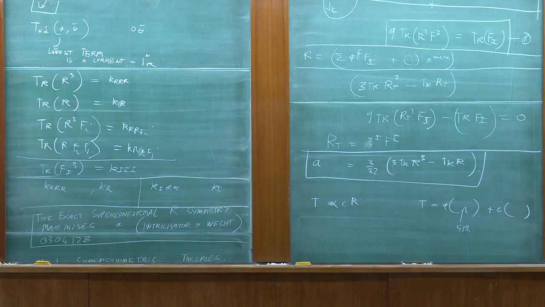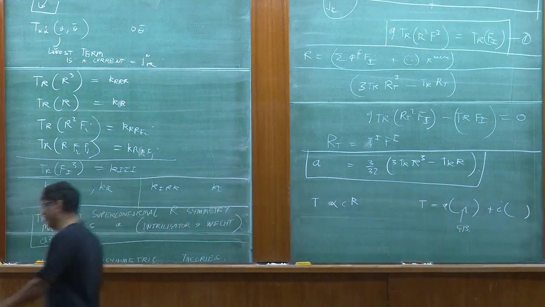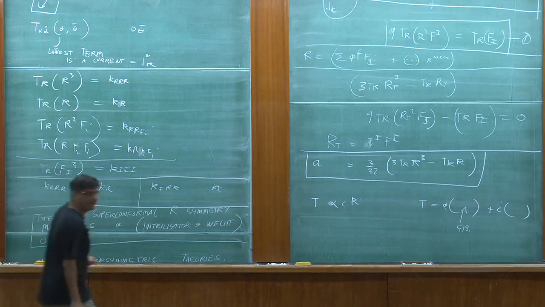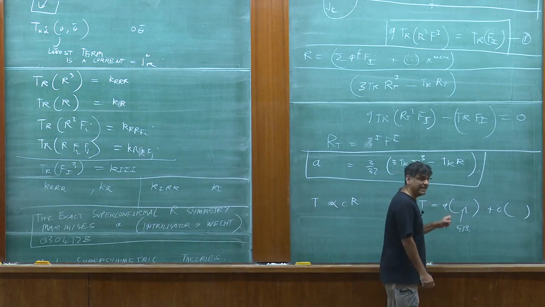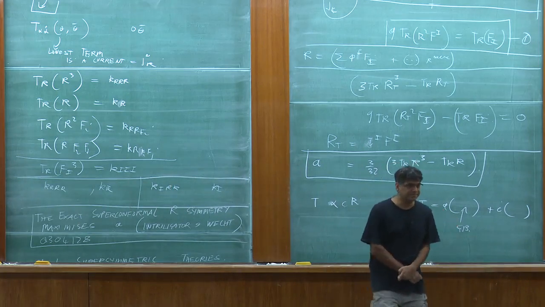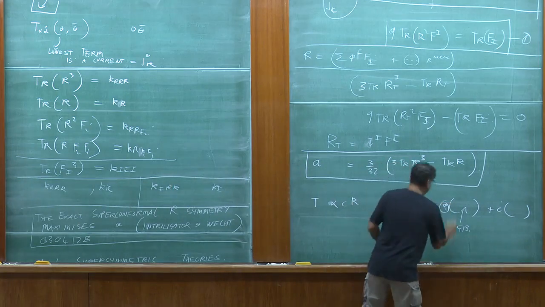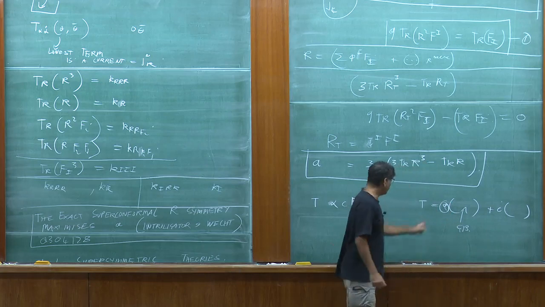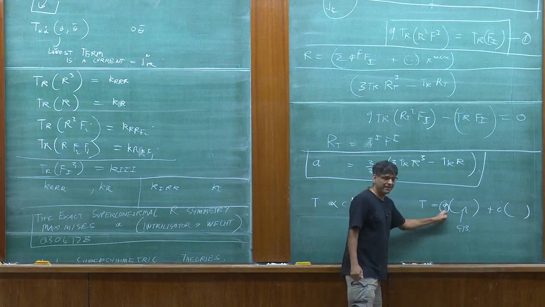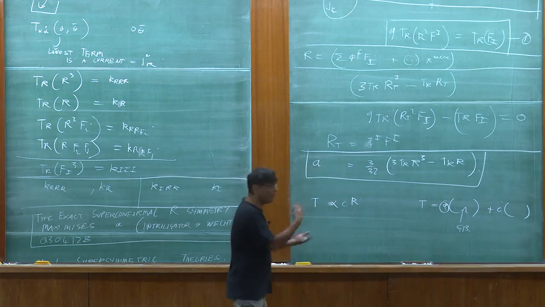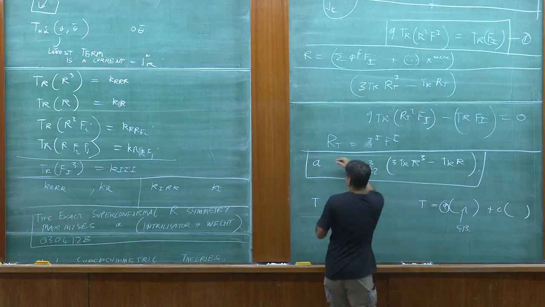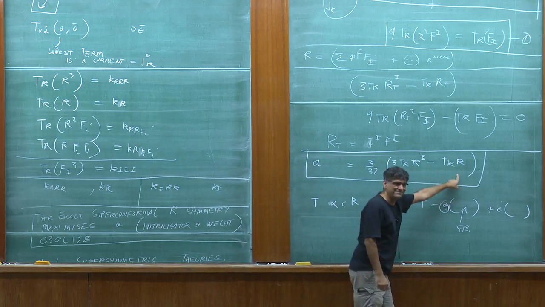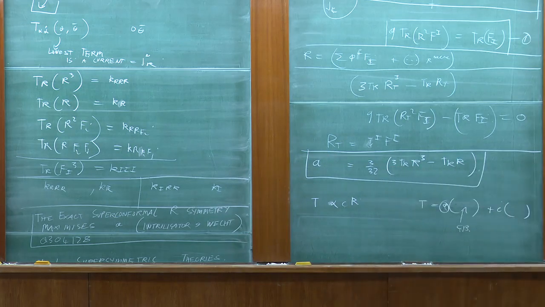Something that people had shown before, Anselmi and collaborators, Osborn and friends, is that in a superconformal field theory, this A can also be computed from anomaly coefficients of the R symmetry. And in fact, this was the formula for A in these theories.